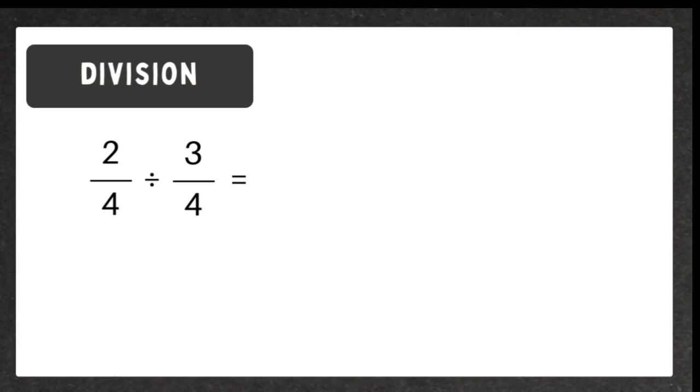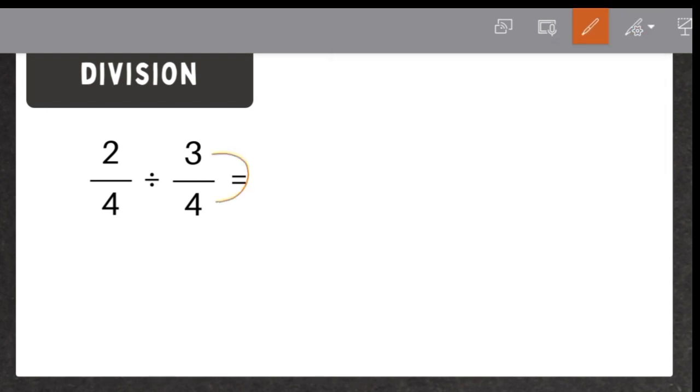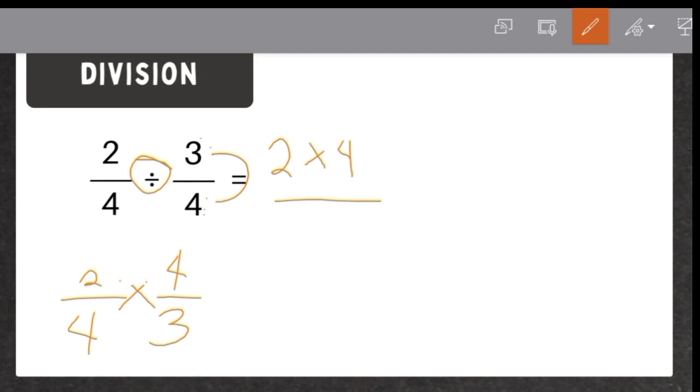So now we have division. In division, it's really just like multiplication, since what you need to do is reciprocate the second fraction and turn the division into multiplication. So here in 2 over 4 divided by 3 over 4, we're going to reciprocate this, so it's going to be 2 over 4 times 4 over 3. You can also just do the butterfly method, the cross multiplication one.